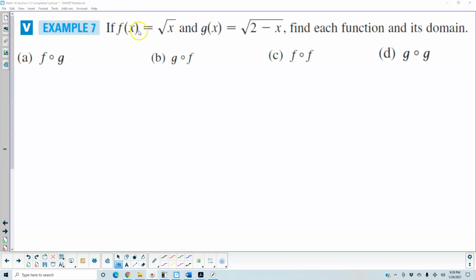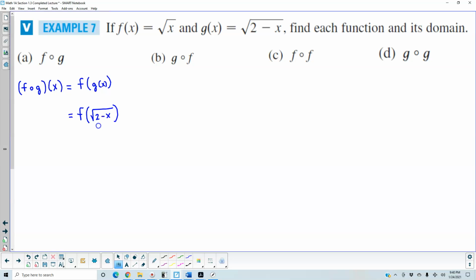Example 7: if f of x is equal to the square root of x and g of x is equal to the square root of 2 minus x, find each function and its domain. So if we have f composite g of x, that equals the definition f of g of x, which is equal to the square root of 2 minus x.